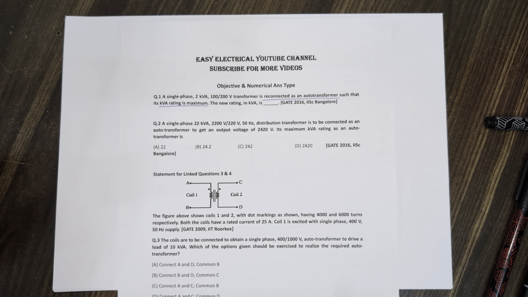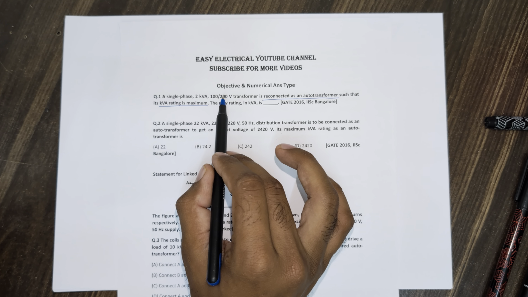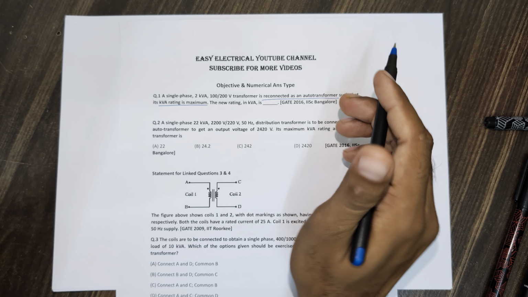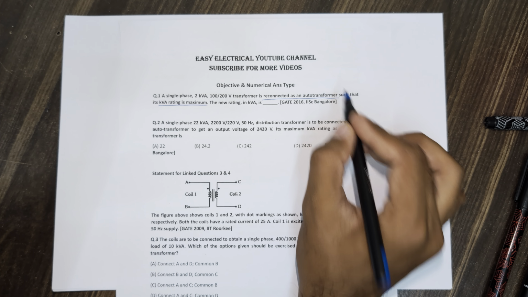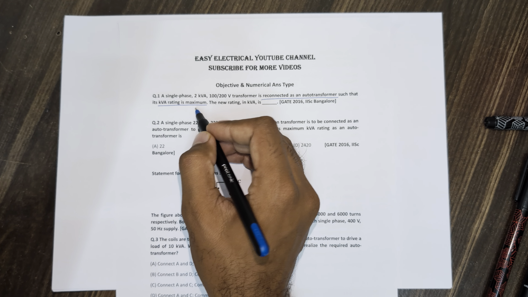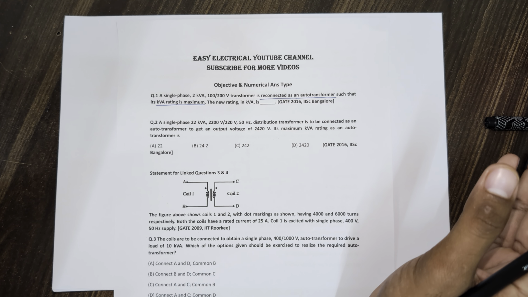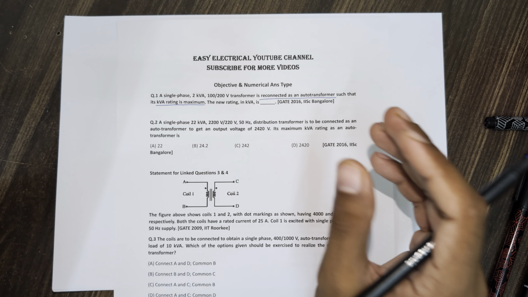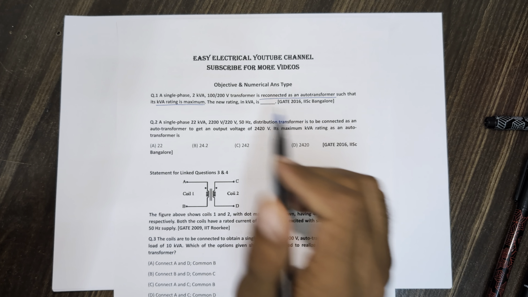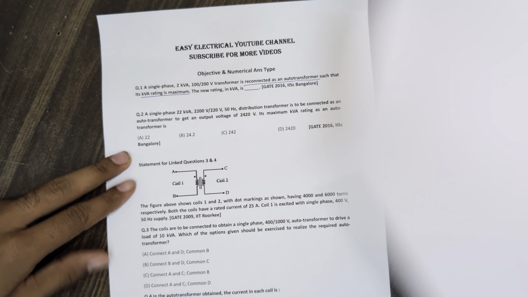The question stated that a single phase 2 kVA 100 by 200 volt transformer is reconnected as an auto transformer, such that its kVA rating is maximum. So we have to connect a two winding transformer as an auto transformer in such a way that kVA rating should be maximum. That is our additive polarity. That's simple. Let's solve this.